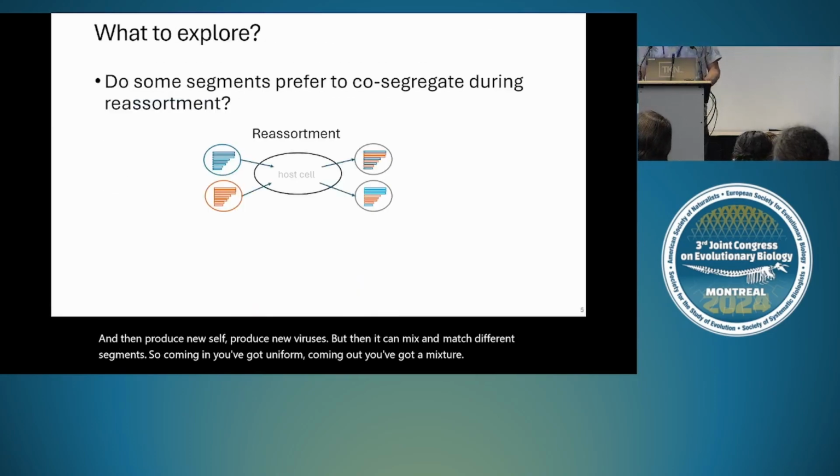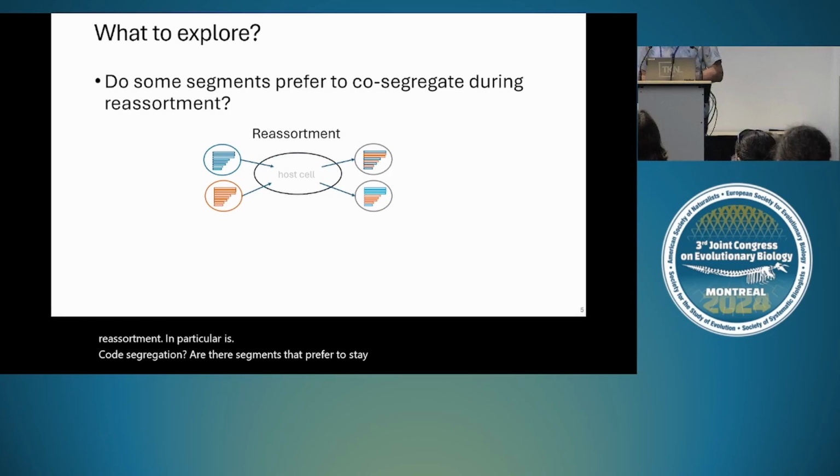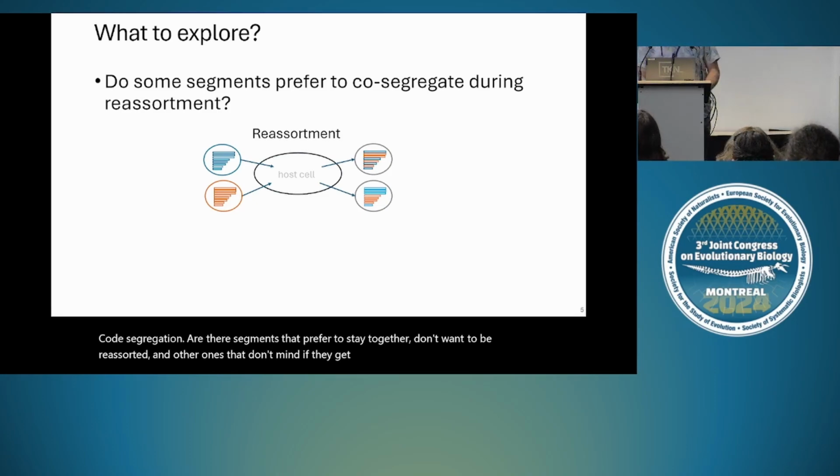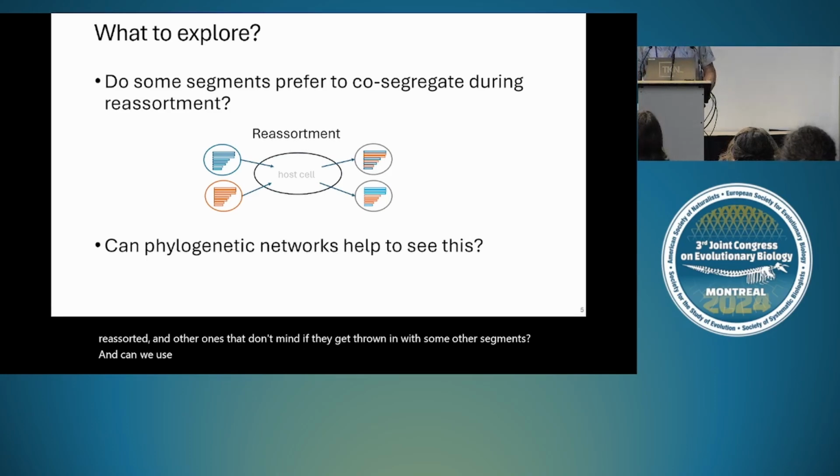Okay, so one of the things you might want to use networks for is to try and explore this idea of reassortment. In particular, is there co-segregation? Are there segments that prefer to stay together, don't want to be reassorted, and other ones that don't mind if they get thrown in with some other segments? And can we use phylogenetic networks to help us to see this?